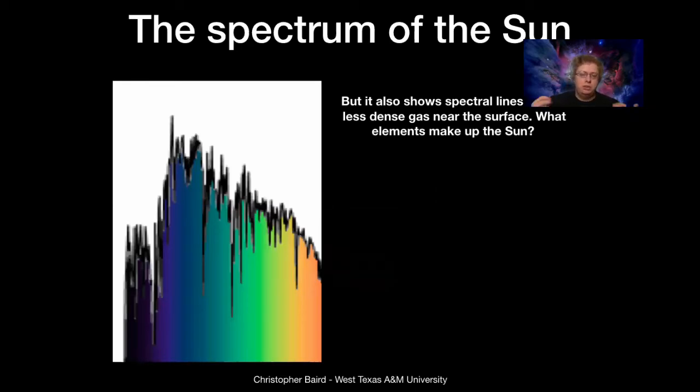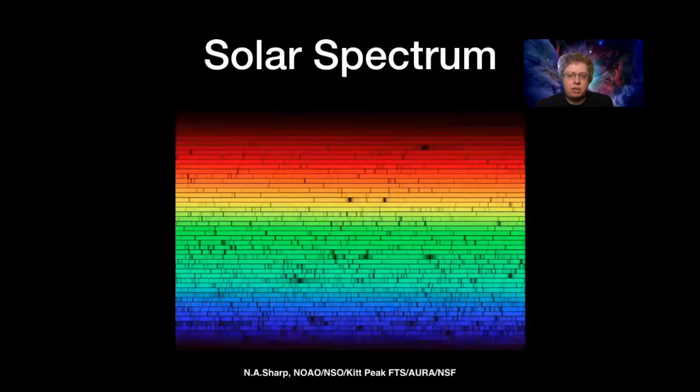To investigate this, we can look at these little lines here, these little dips in the brightness of the sun at different colors. These are the fingerprints of the elements, like I was talking about earlier. If you take a careful look at the sun, here's a way of looking at the spectrum of the sun, the amount of light from the sun at different colors. You can see these little black bands. These bands are, again, the fingerprints of the elements that make up the sun.